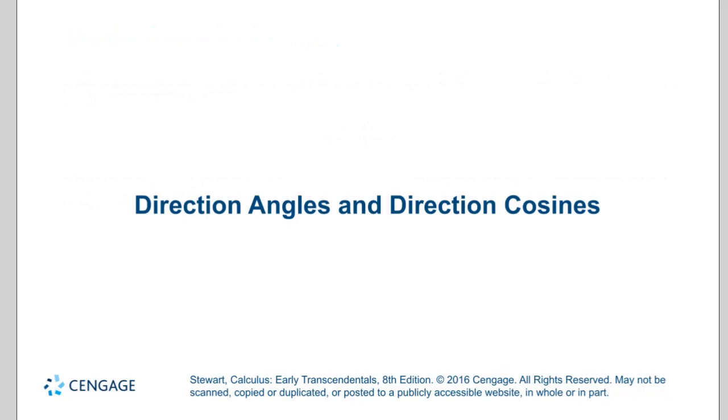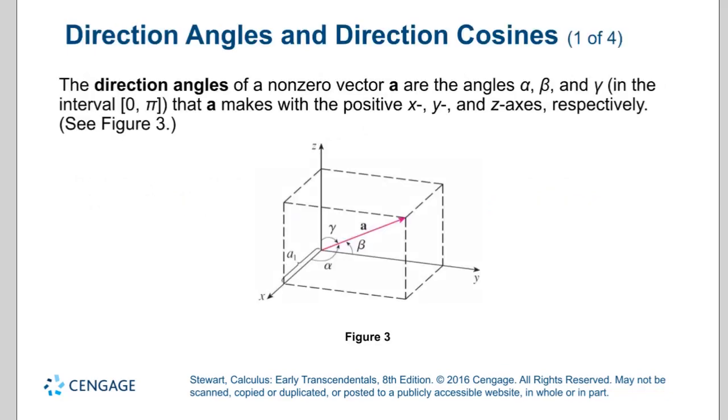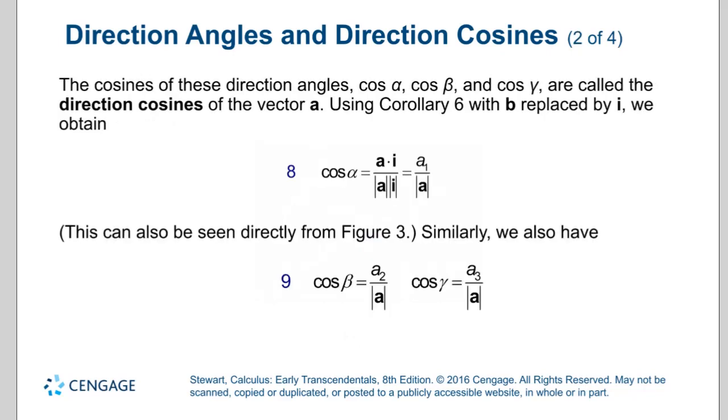So the last thing we're going to look at is direction angles and direction cosines. The direction angles tell me the angle of the vector in relation to the x, y, and z axes. To do this, we're going to use the corollary of the theorem we looked at before, where the cosine of theta equals the dot product of A and B over the magnitude of A times the magnitude of B. This is very similar to that.